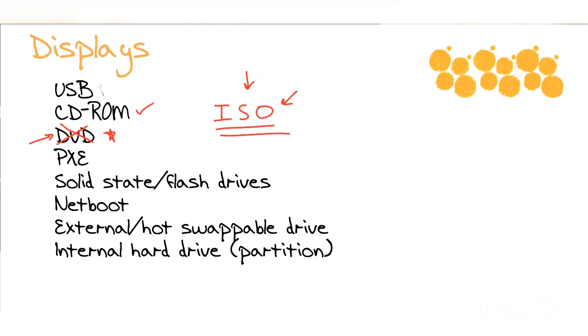We could boot to a USB device where we have the installation. Maybe it's an external or hot swappable drive. Maybe it's a nice solid state flash drive, and we connect via USB. We could even have a hard drive partition with the Windows installation files on it.